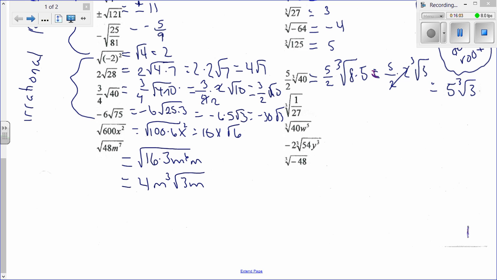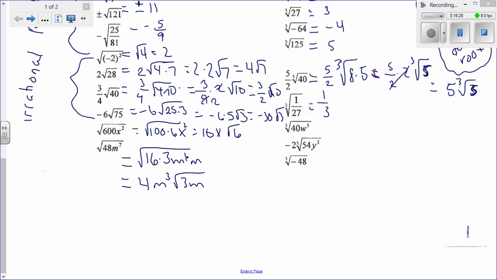Or sorry, 5 cube root 5, not 3, because that was a 5 there. It's hard to read. If I said 3, I meant 5. Sorry. For the cube root of 1/27, 1 is a perfect cube and 27 is a perfect cube, so it is simply 1/3.